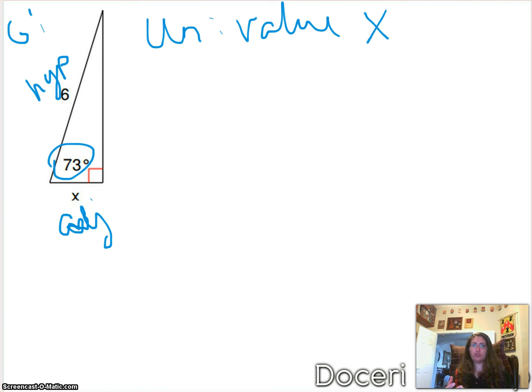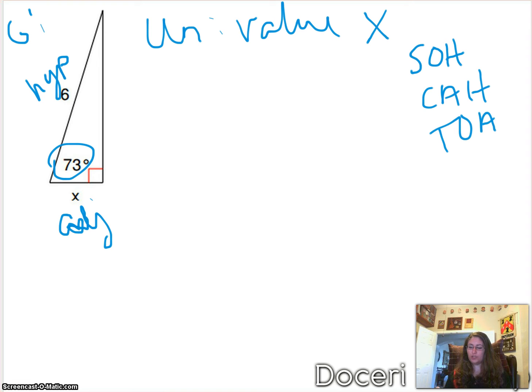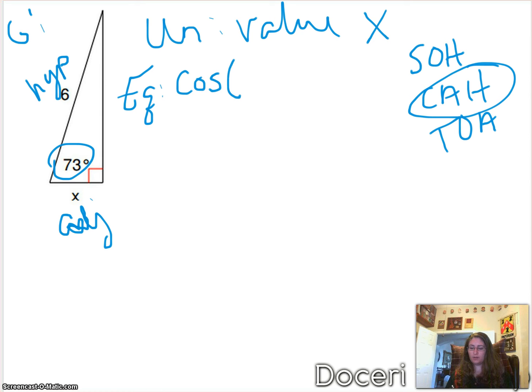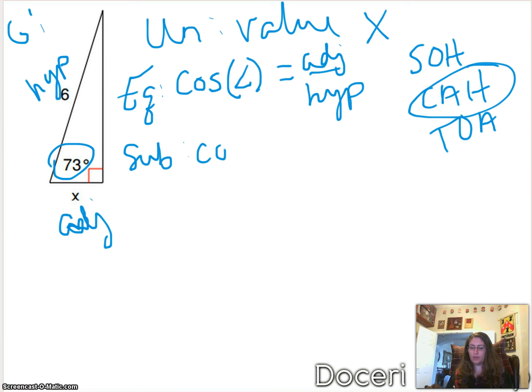So then I think about my trig ratios. Which one deals with adjacent and hypotenuse? So I go back to SOHCAHTOA. Adjacent and hypotenuse is this one. So my equation is going to be cosine of the angle equals adjacent over hypotenuse. Now I can substitute in what I know. Cosine of 73 equals, the adjacent is my x, hypotenuse is 6.